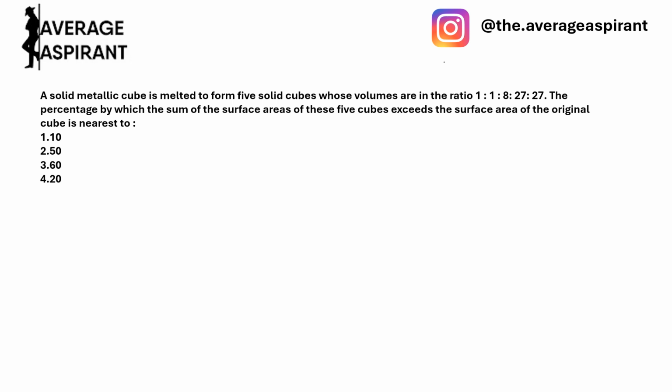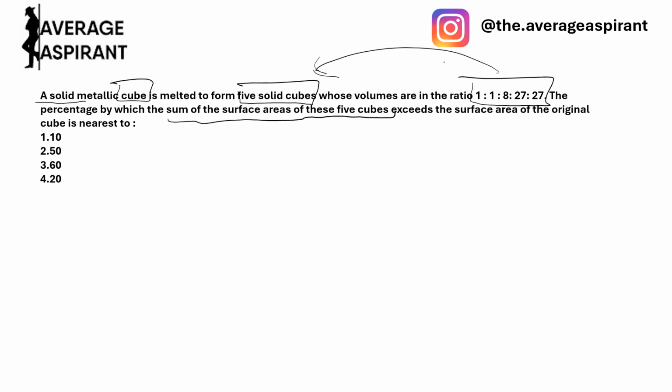Hi everyone, this is a question of CAT 2017 and it is a different type of question of areas and volumes. Let's have a look. A solid metallic cube is melted to form 5 solid cubes whose volumes are in the ratio of this. This is the ratio of volumes of 5 smaller cubes. The percentage by which the sum of the surface area of these 5 cubes exceeds the surface area of the original cube is nearest to what?